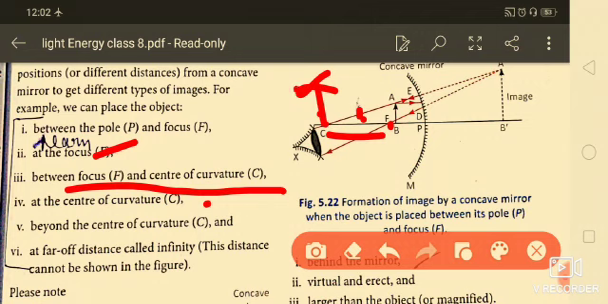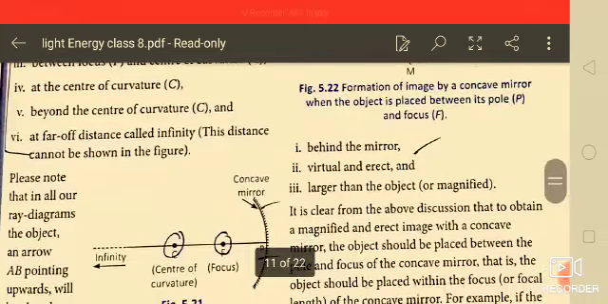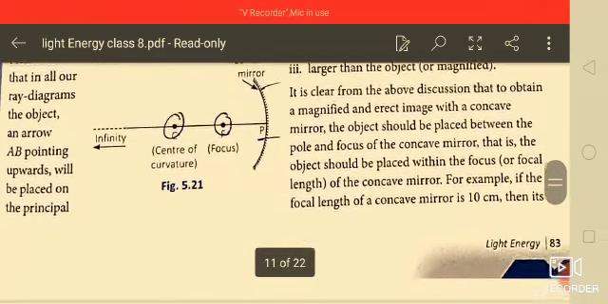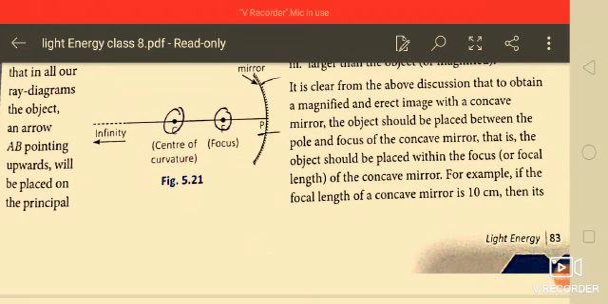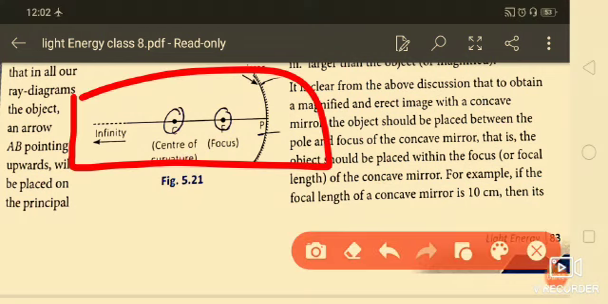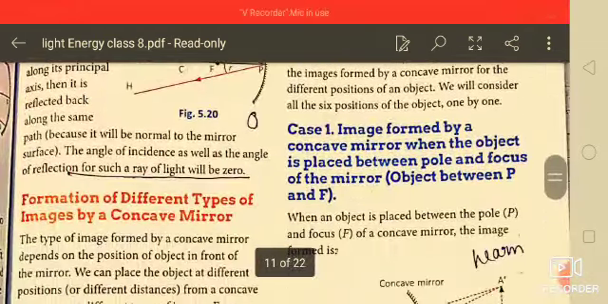Okay, beyond the curvature, at a far-off distance called infinite distance, you can adjust the object. Now see here, this figure 5.21 indicates the infinity, center of curvature and focus. And by this way you will set the object.